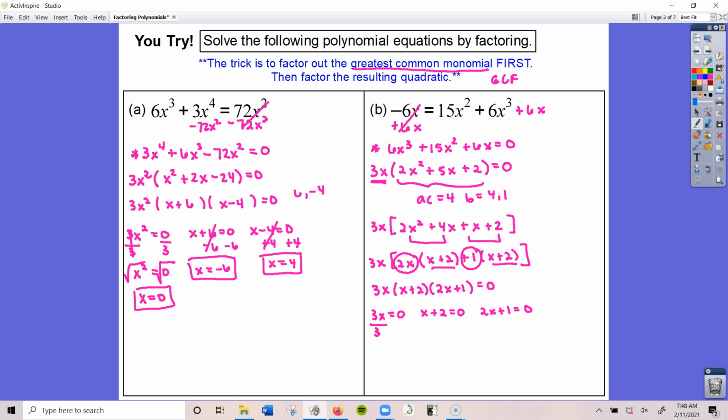Here we would have to divide the 3. So x is equal to 0 anyway, because 0 divided by anything is 0. Here we would subtract the 2, so x is equal to negative 2. And in this last one, I'm going to subtract the 1, so 2x is equal to negative 1, and then divide both sides by 2. So x is equal to negative 1 over 2.